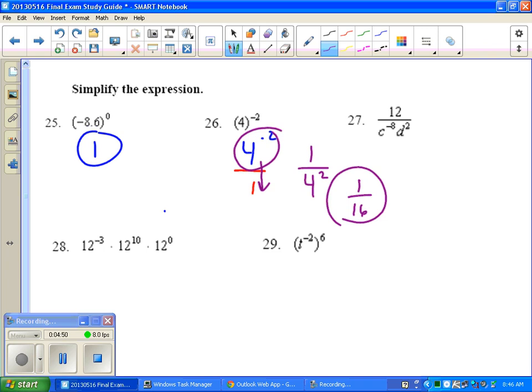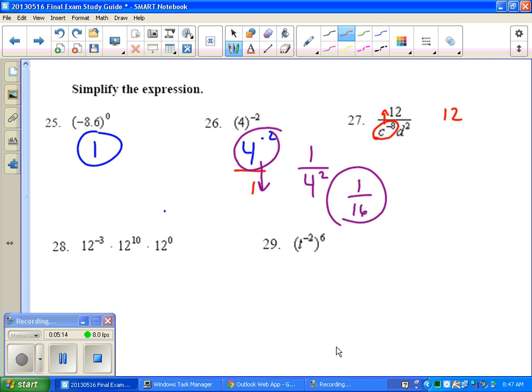If you're looking at number 27, 12 over, then it says c to the -8d squared. C is the thing that's being raised to the negative exponent. So it is the only thing that rides the elevator. It's at the bottom of the fraction. It's got to go up. You always want to put 12 first because it's the coefficient. I always put the number first.